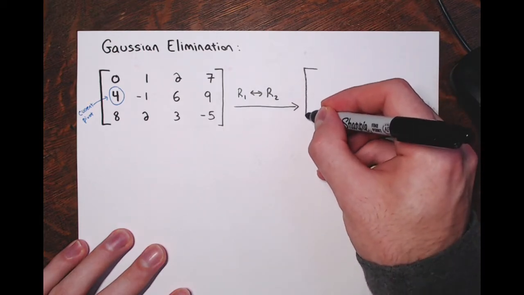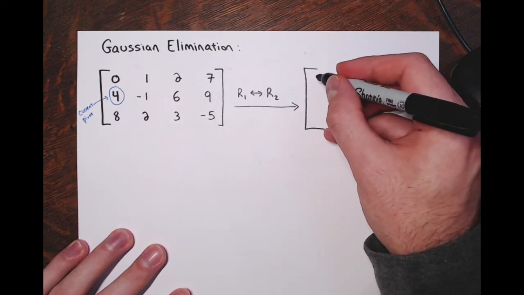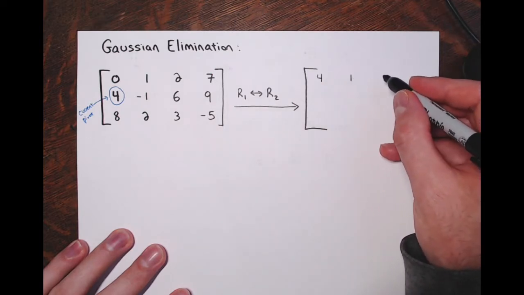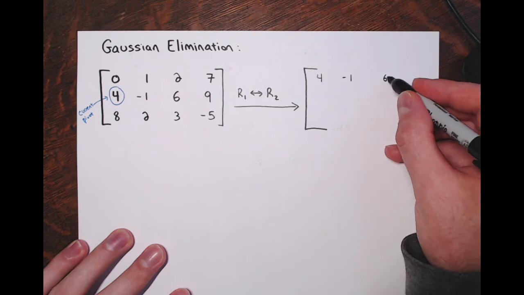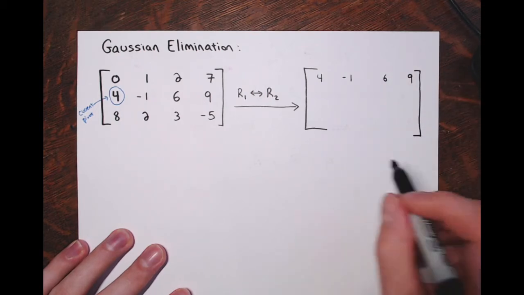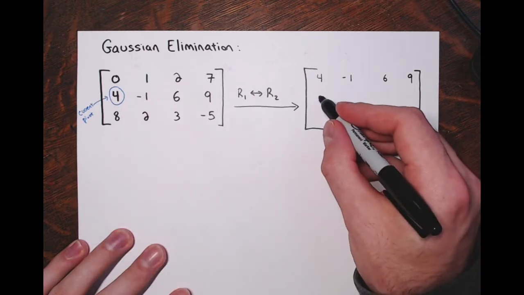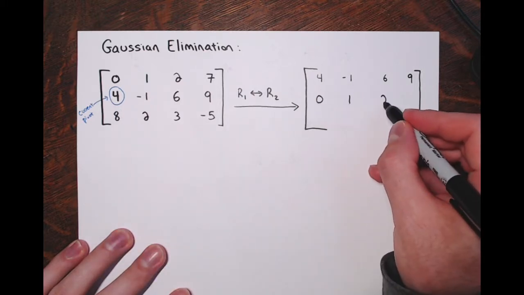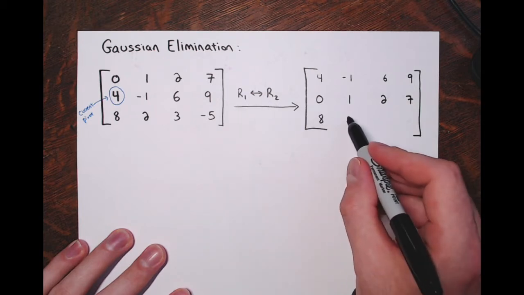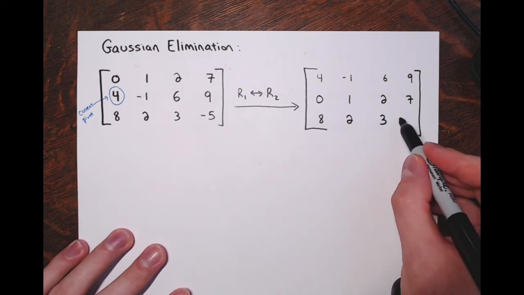And that creates this new matrix where now row 2 becomes row 1: negative 1, 6, 9. And then the first row becomes the second row in this new matrix: 0, 1, 2, 7. And the third row wasn't mentioned, right? So 8, 2, 3, negative 5. Okay.